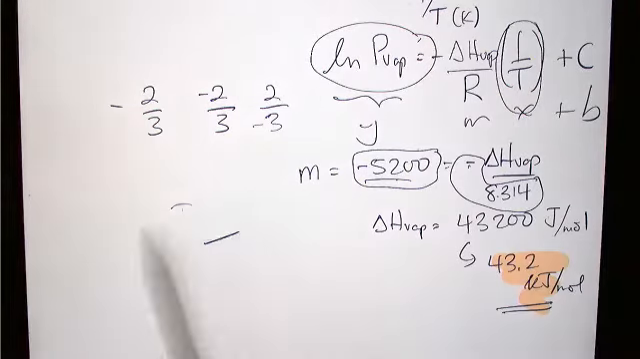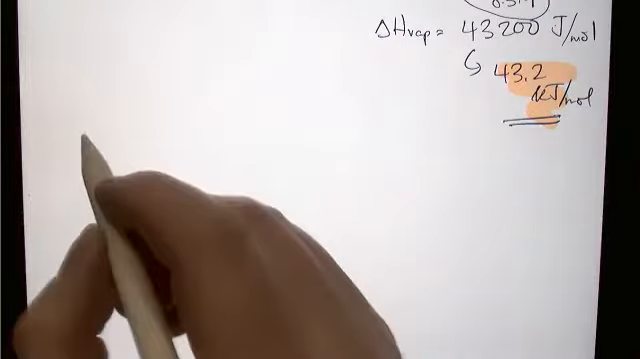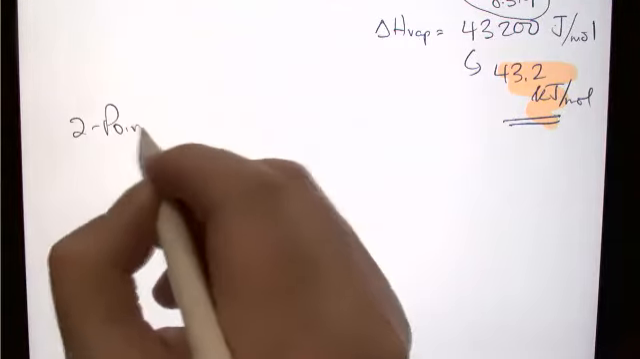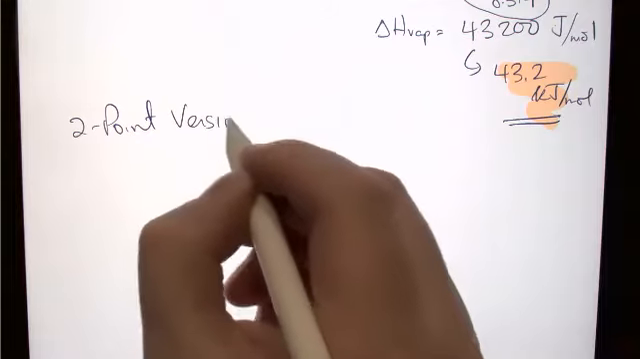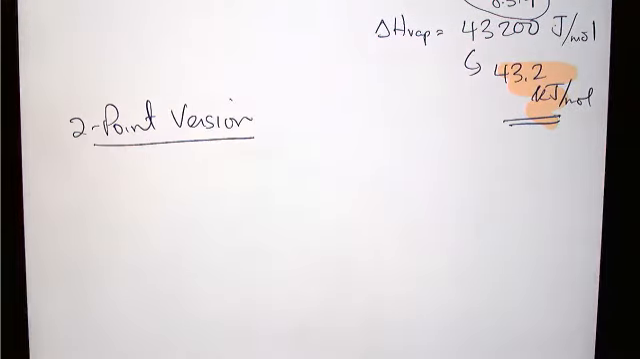All right. This is the graphing version of Clausius Clapeyron, and it's the most accurate version because it uses a whole bunch of data points. What we're going to look at now is I'm going to call it the 2-point version of the Clausius Clapeyron equation. This is not as accurate, but you don't always have 6 or 7 or 8 points. Sometimes you do just have 2 points. You have 2 pressures and 2 temperatures. So what do you do then?